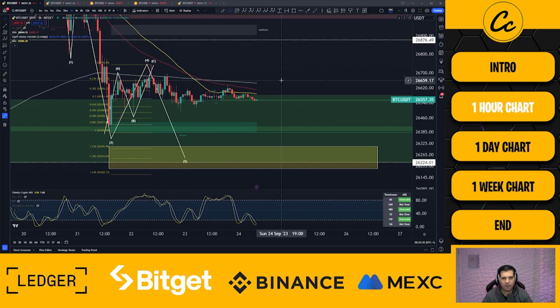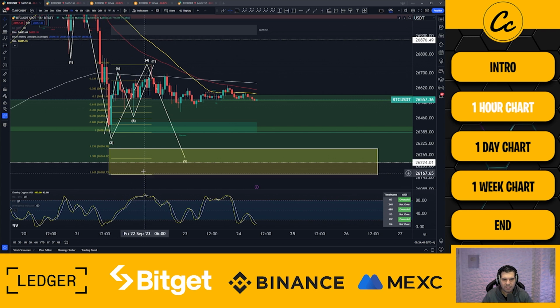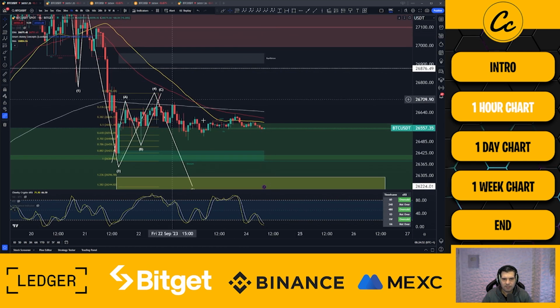It can truncate, i.e. it can fall short of our target range, which is actually just adjusted down a little bit deeper because of that wave 4 high. So it does come in at 26,160 to 26,296. So we can see that this is where we're kind of heading.